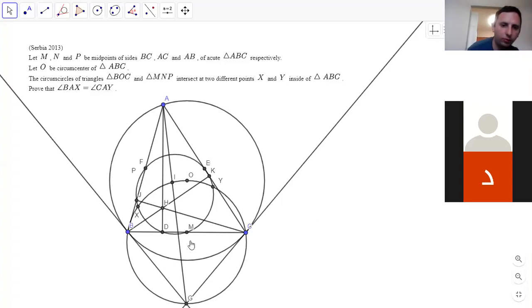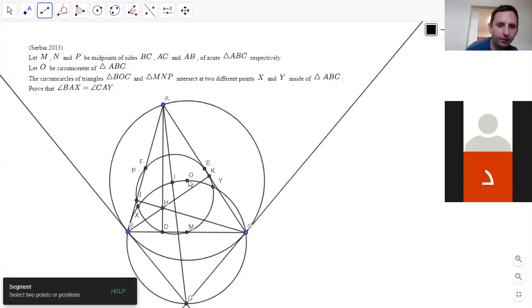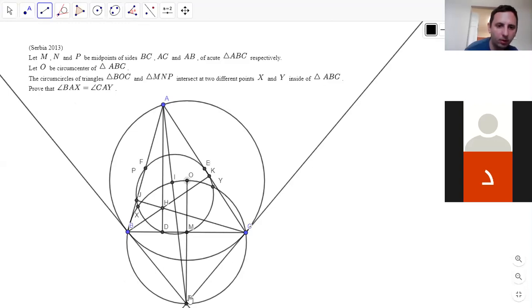So G and M are isogonal, right? And O, M, and G are collinear. So G and M are isogonal, and we want to show X and Y are isogonal. Could we use the isogonal line lemma somehow?